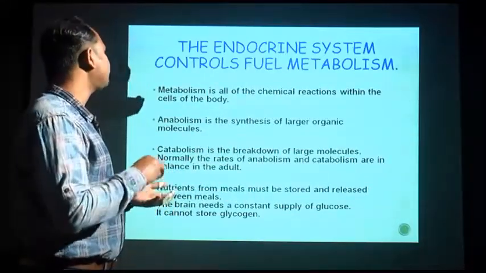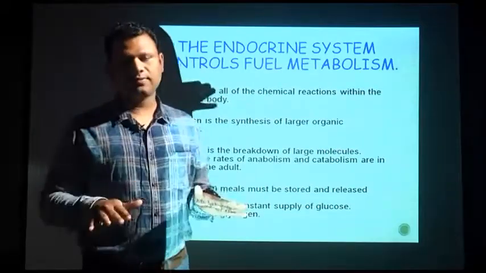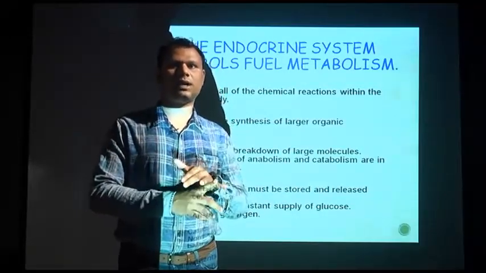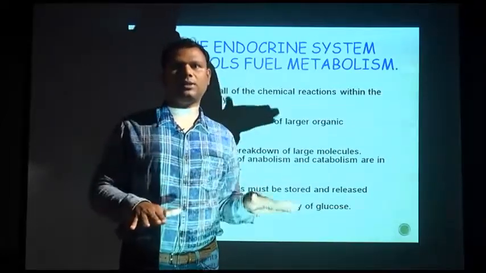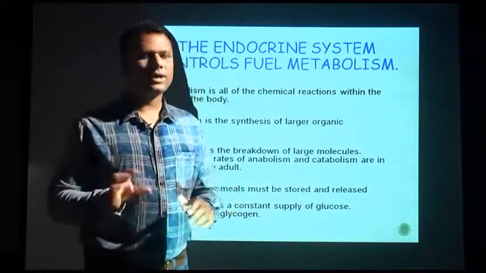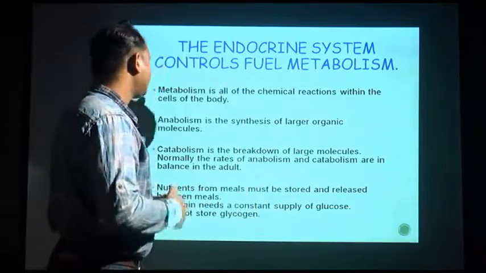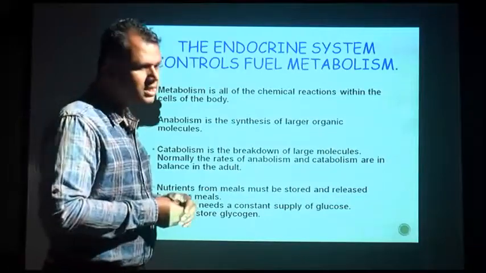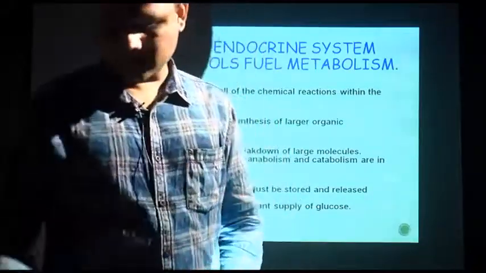Normally the rates of anabolism and catabolism are in balance in the adult state. If the amount of substance formed does not cope with the amount of larger molecules broken down, your body becomes imbalanced. To maintain a balance between anabolism and catabolism is very important, and hormones have a major role in this. Nutrients from meals must be stored and released between meals. The brain needs a constant supply of glucose, because the brain cannot store glucose or glycogen. So it needs a constant supply of glucose.